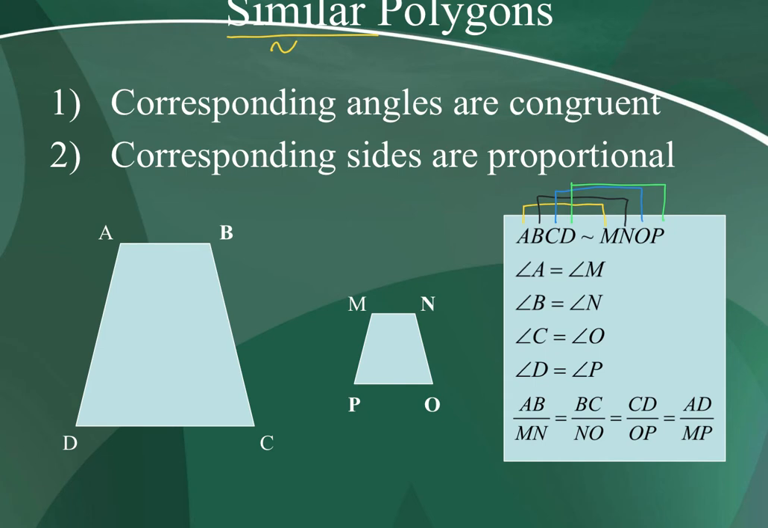Now, all of those angles are equal, but their ratio or their proportion or their fraction of their sides is all going to be equal. So if we took the fraction of AB over MN, that's going to be equal to BC over its corresponding side, which is NO, CD over OP, and AD over MP.